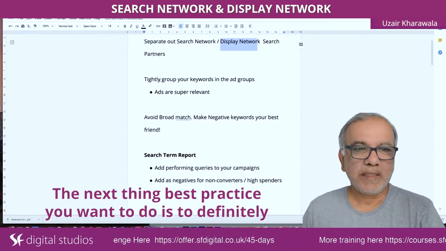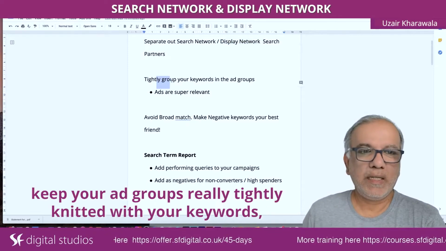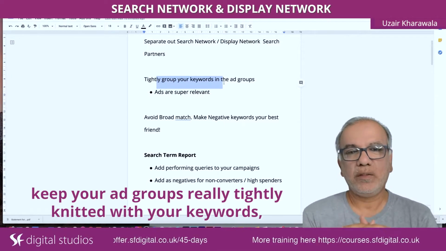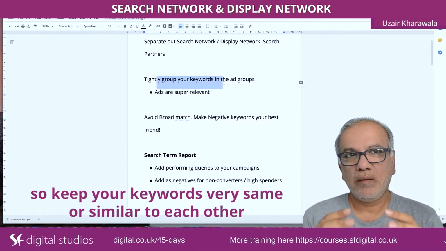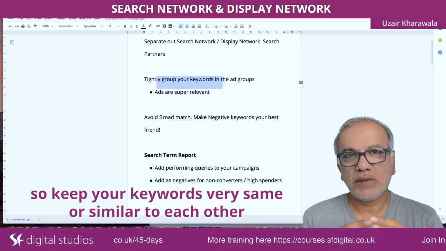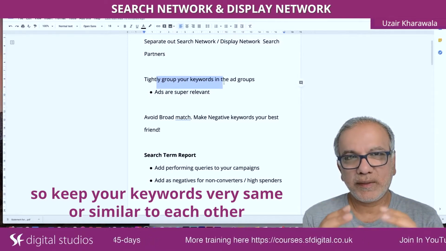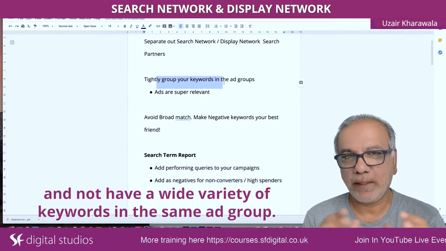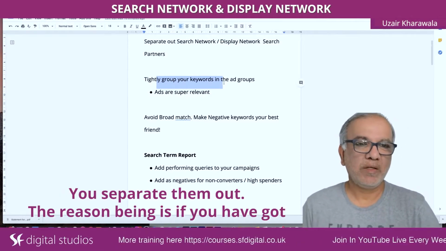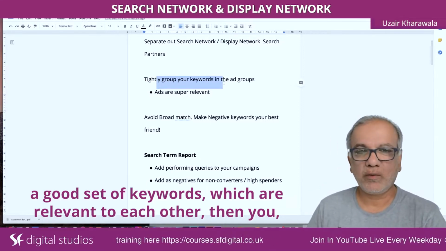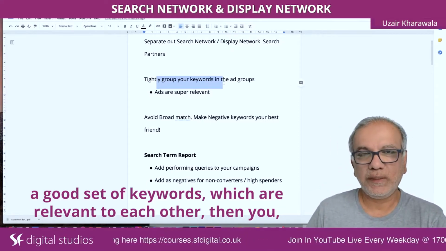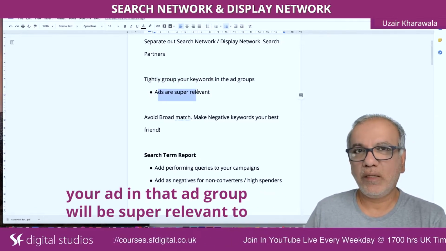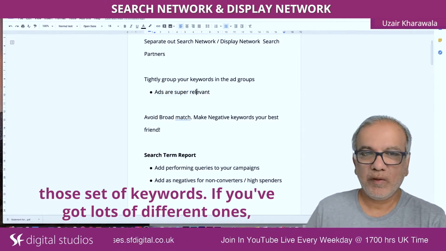The next thing, best practice you want to do is to definitely keep your ad groups very tightly knitted with your keywords. So keep your keywords very same or similar to each other, and not have a wide variety of keywords in the same ad group. You separate them out. The reason being is, if you have got a good set of keywords which are relevant to each other, then your ad in that ad group will be super relevant to those set of keywords.